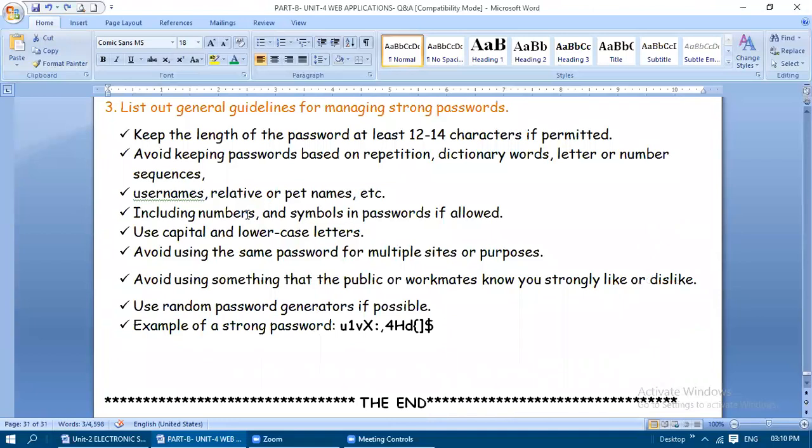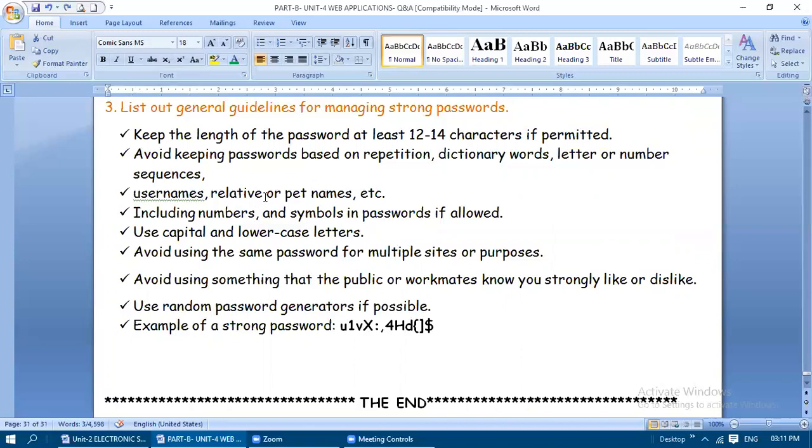Okay, next is the list of general guidelines for managing strong passwords. Whenever you set the password for any kind of account, what are the guidelines we need to follow? First, keep the length of the password at least 12 to 14 characters if permitted. Then avoid passwords based on repetition, dictionary words, or letter or number sequences, like 1, 2, 3, 4, 5, continuous alphabets, any dictionary word, or repeated words.